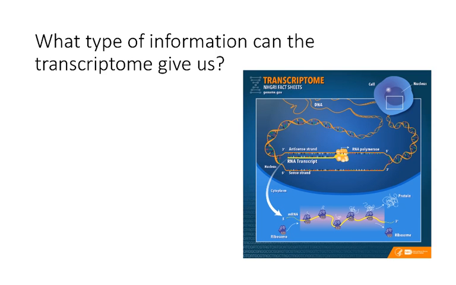So first, let's think about what type of information the transcriptome can give us. The transcriptome, again, is all of the expressed genes in an organism. So the genome is all of the DNA. The transcriptome is all of the genes that are actively being expressed at a certain point in time. So first I want you to think about, maybe you can look at this image here on the right, what type of information the transcriptome can give us. What do you think?